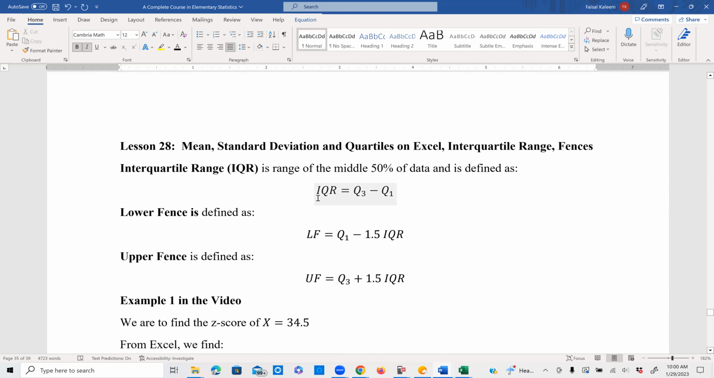And interquartile range is the difference between Q3 and Q1. Lower fence is Q1 minus 1.5 times the interquartile range. Upper fence is Q3 plus 1.5 times IQR. And outliers are those values that are not within the lower and upper fence. So anything that's less than the lower fence or greater than the upper fence is an outlier.